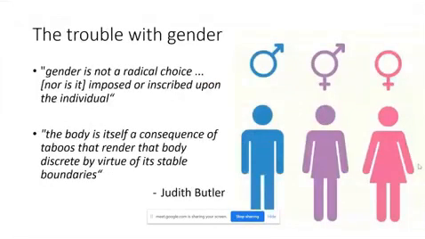So, the trouble with gender. Now, how does Butler look at gender? To look at the first quote, she says, gender is not a radical choice, nor is it imposed or inscribed upon the individual. So what does she mean by this? Butler looks at gender as the fashioning or the stylization of the body, conforming to or in compliance with societal norms. The body, to enact a performance, needs a social audience.